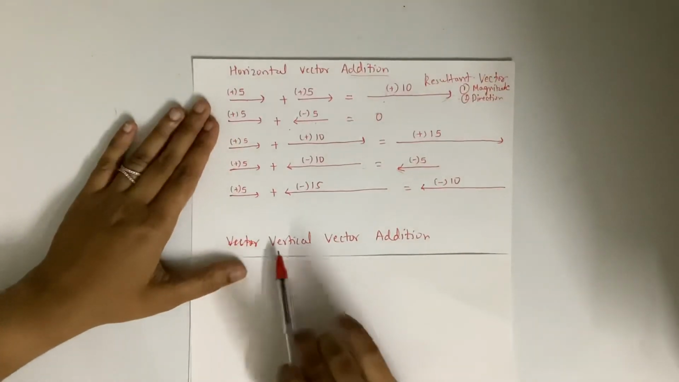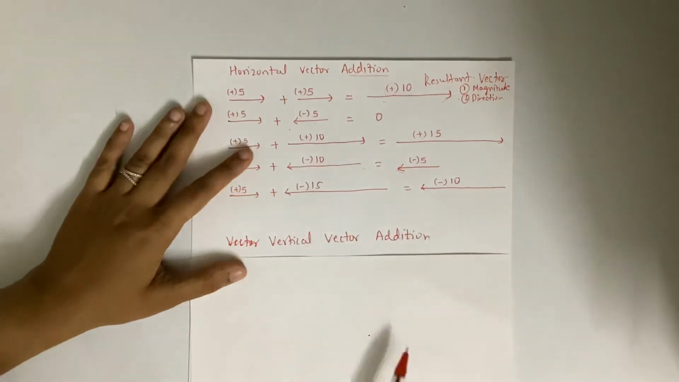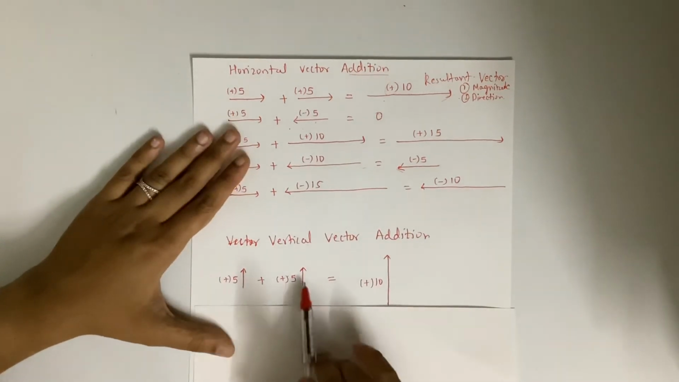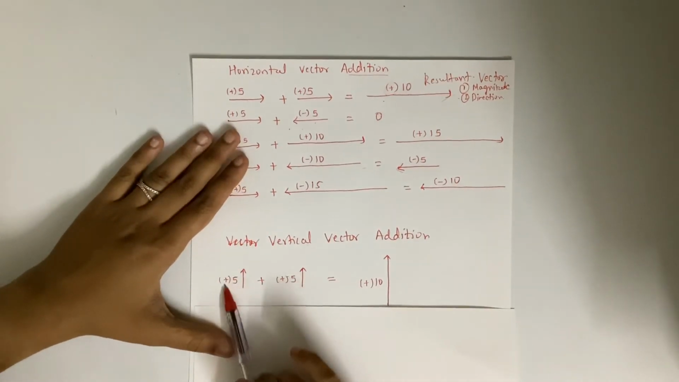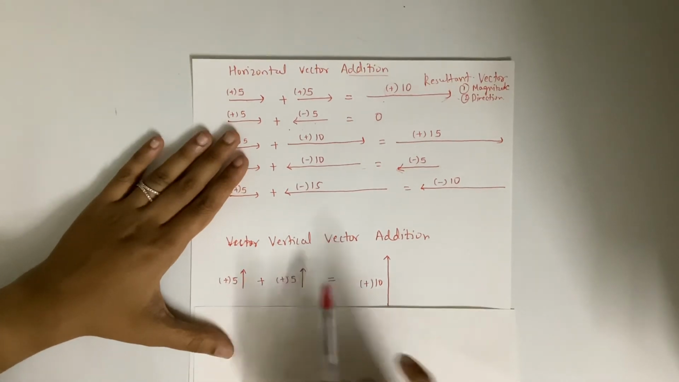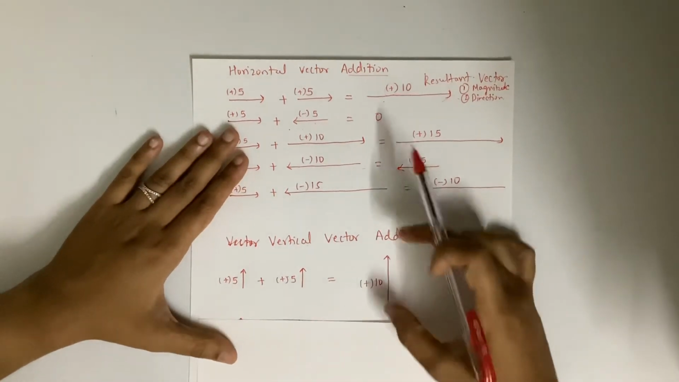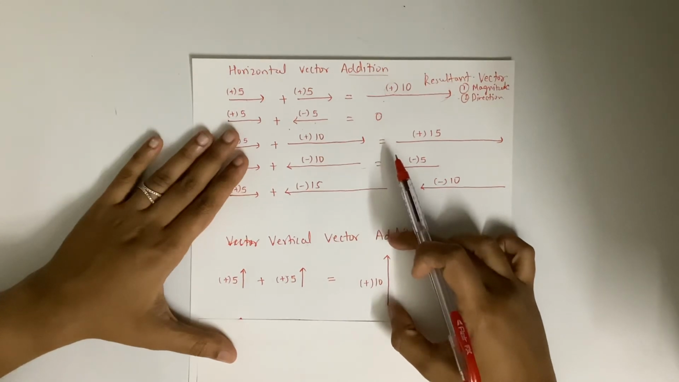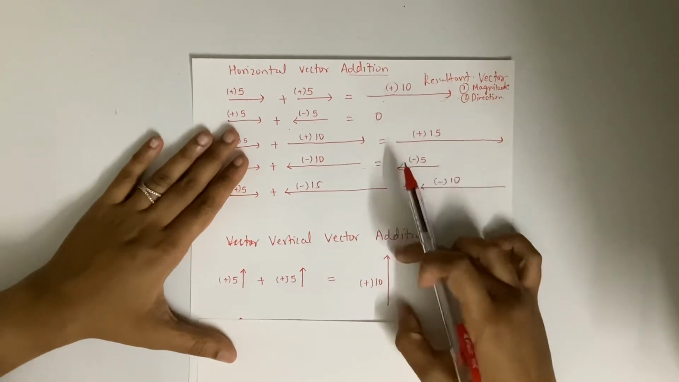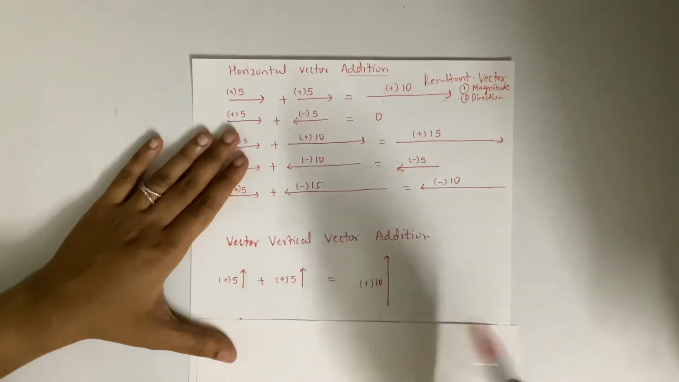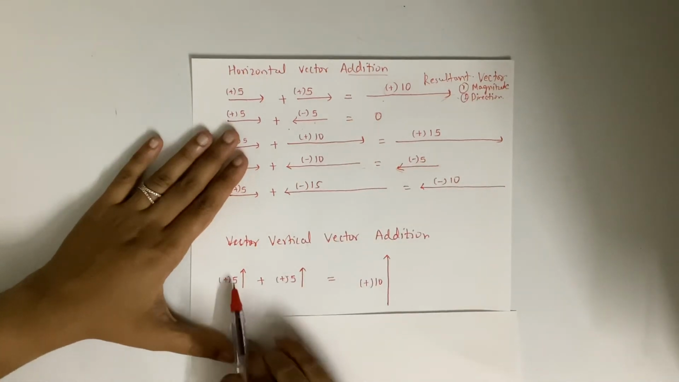Similarly, we have vertical vector addition as well. So if both the arrows are pointing upward, upward always has the sign convention plus. So plus 5 plus 5 is going to give us plus 10, and this arrow is going to be a little bit greater in length. Why? Because 10 has a higher value than 5.